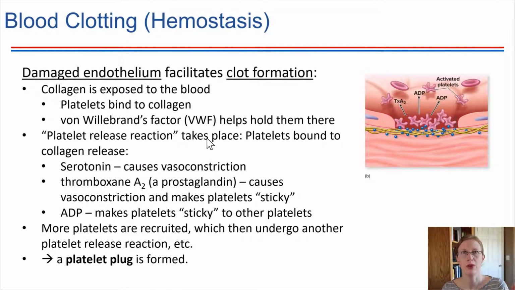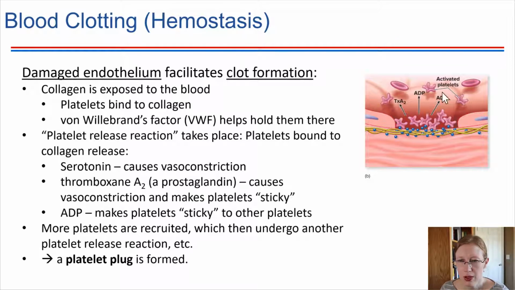So the blood supply to this area of the body will be decreased as a result of this. The other thing that the platelets are doing is secreting thromboxane A2. This is a prostaglandin. This is another thing that causes vasoconstriction, and it also makes the platelets a little bit sticky.